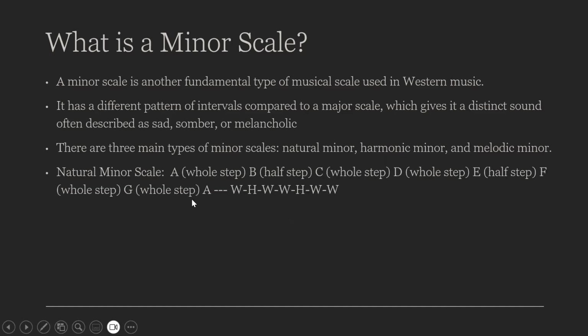Now let's look at the natural minor scale and the pattern of its intervals. Let's take A minor, for instance. A minor begins with A and must end on A. In a natural minor scale, the pattern of intervals will be tone, semitone, tone, tone, semitone, tone, tone.